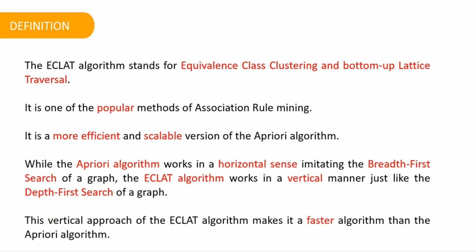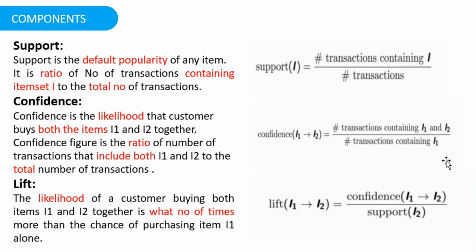This vertical approach of the ECLAT algorithm makes it a faster algorithm than the Apriori algorithm. Let's visualize the same thing so that you can understand it in a much better way. Before moving ahead, the components that we are going to use here are the same as what we have done in the Apriori algorithm. That is, support, confidence and lift. I would request you to kindly visit the Apriori algorithm video if you are unaware of these terms.